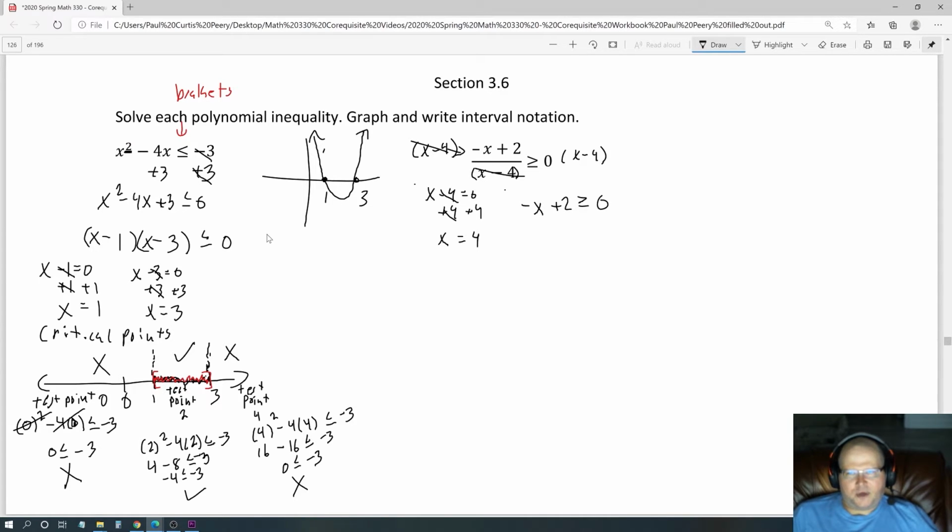Okay, and what I end up with is negative x plus 2 is greater than or equal to 0. So I finish solving this. I put plus x, cancel, cancel. And that gives me 2 is greater than or equal to x. Cool.